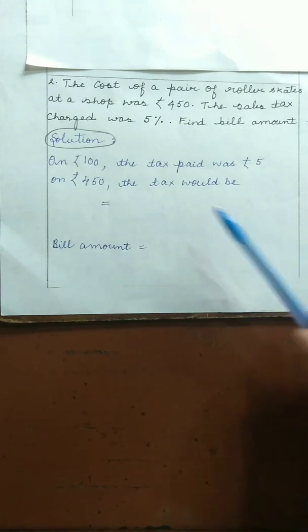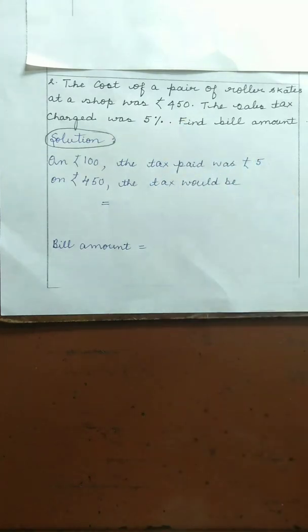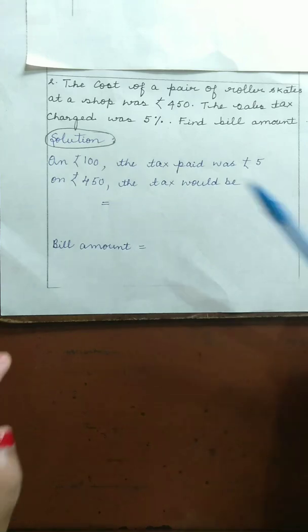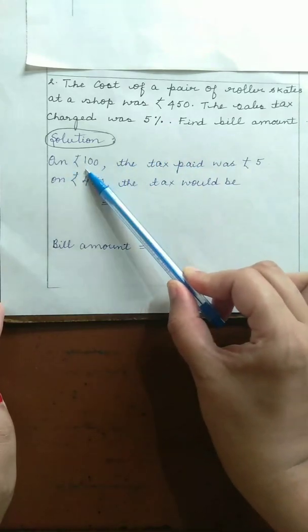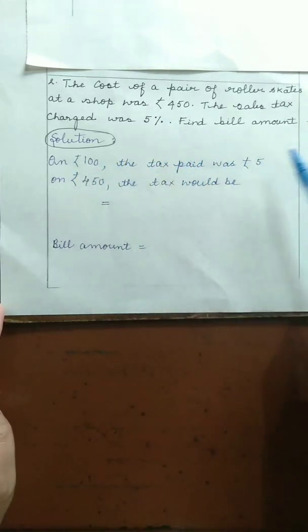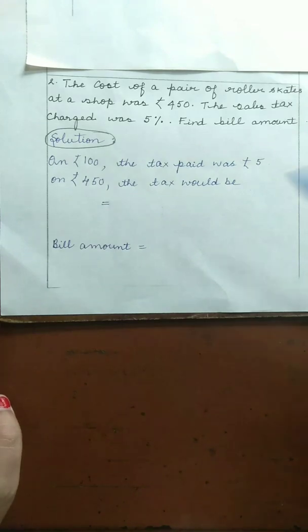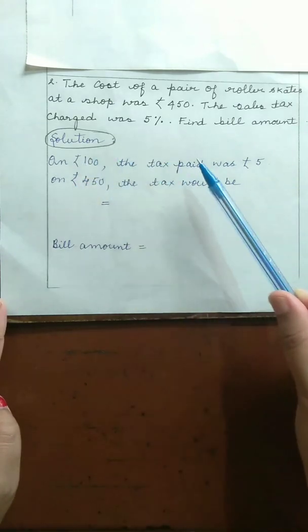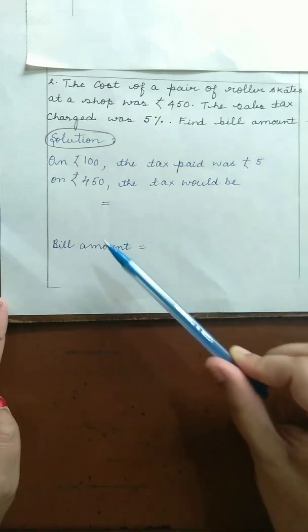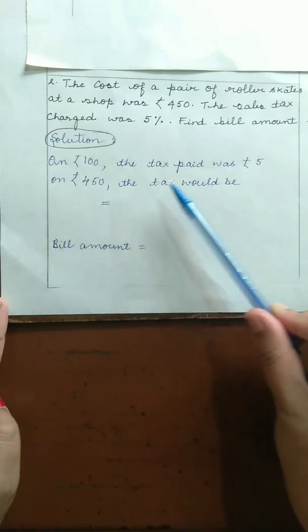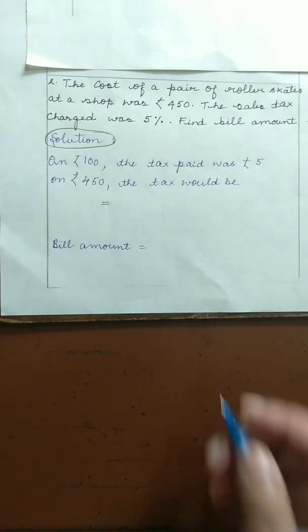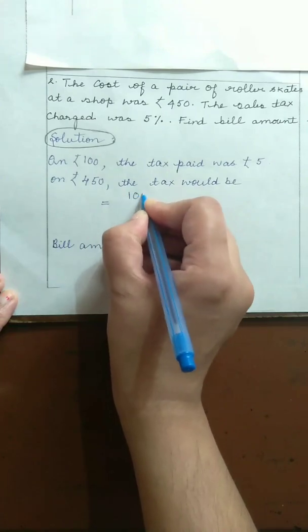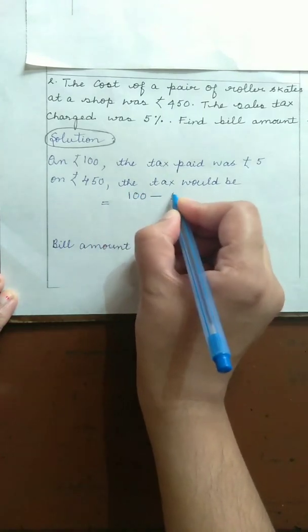Therefore, children, now we need to convert this percent to rupees. Percent means 100. Therefore, for rupees 100, the tax paid was rupees 5. Let us consider that on rupees 100, the tax paid was rupees 5. So, on rupees 450, how much tax do we have to pay? Therefore, children, for the rupees 100, the tax paid is rupees 5.